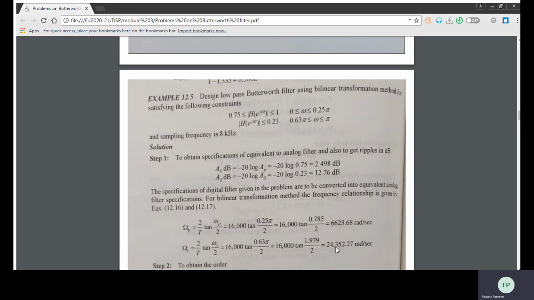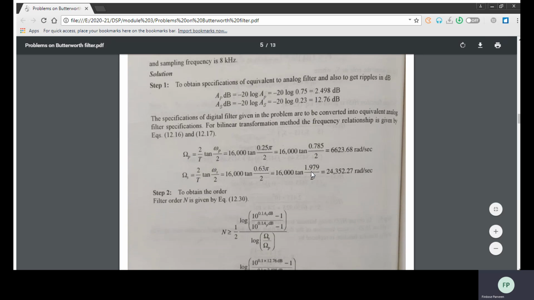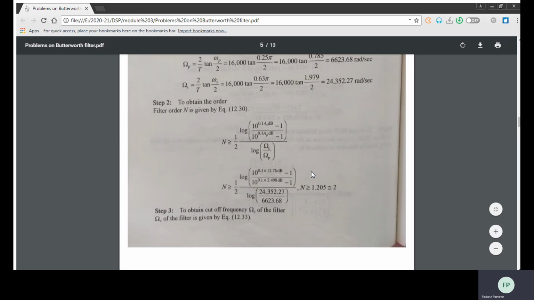So AP is minus 20 log 0.75, and AS is minus 20 log 0.23. Calculate that and you will be getting the values. To get them in units of decibels, we are converting using minus 20 log, so this is AP and this is AS in decibels. Now to obtain the order of the filter, N should be greater than or equal to, this is the formula. Substitute for AP and AS.